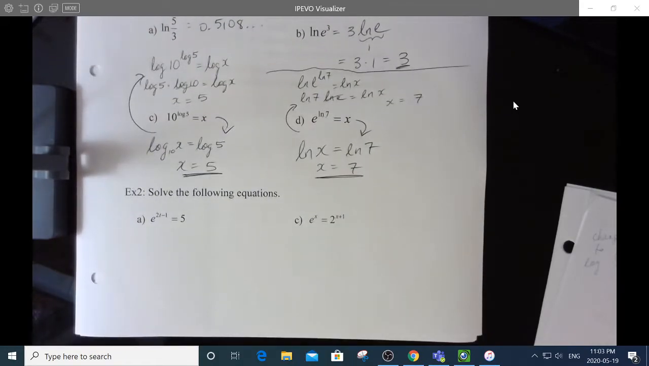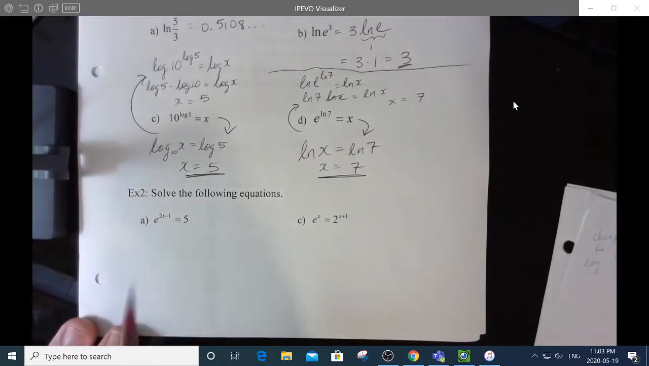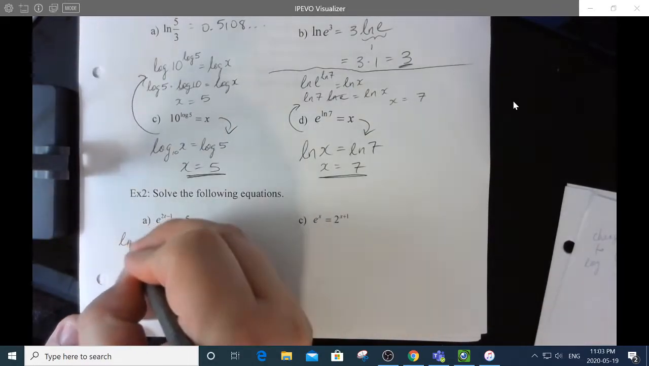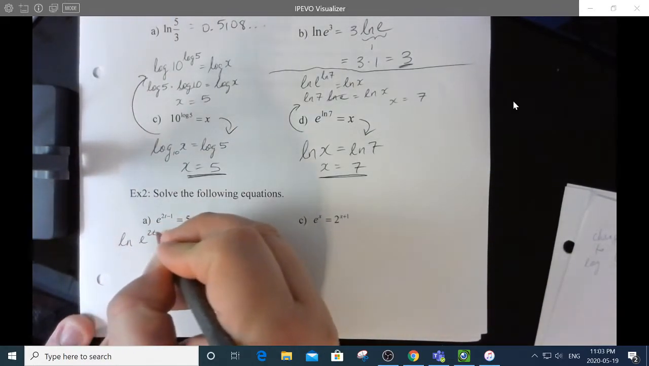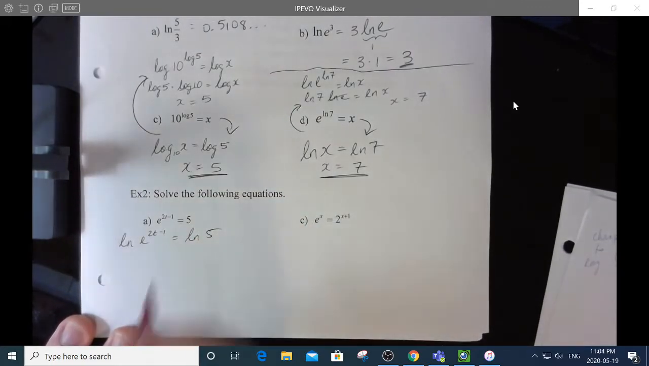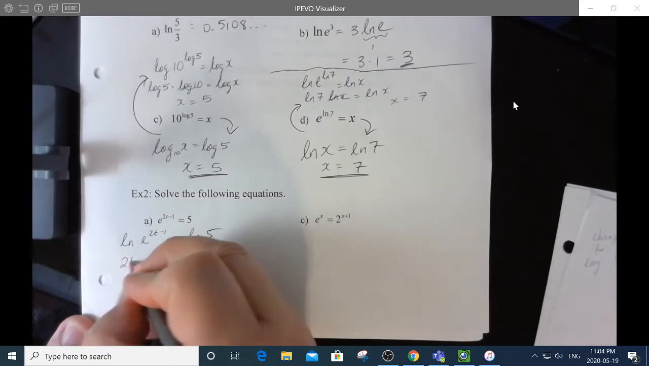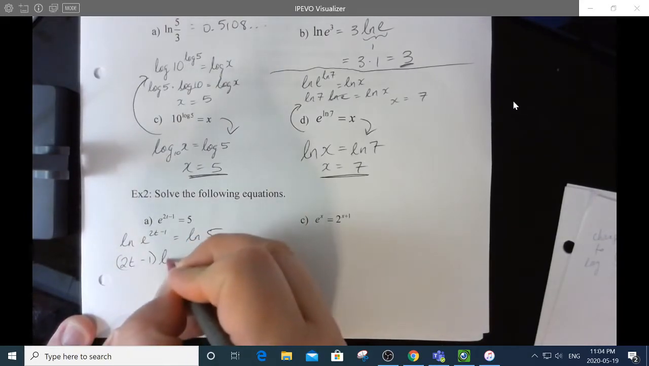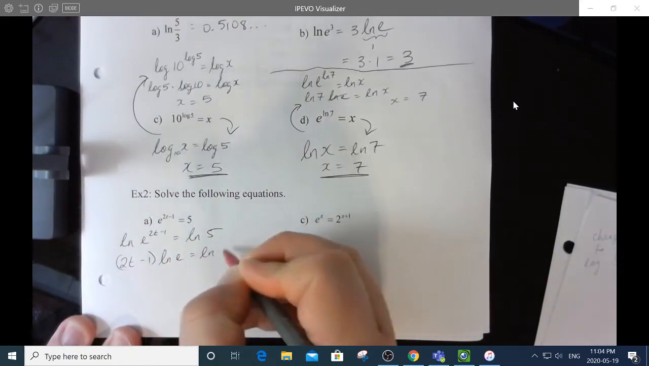Okay, so we can do more complicated things now. For example, I'm going to do this one by, again, finding the natural log of both sides of the equation. So I'm going to take the natural log of e to the 2t minus 1, and that's equal to the natural log of 5. Exponents become coefficients in logarithm equations.